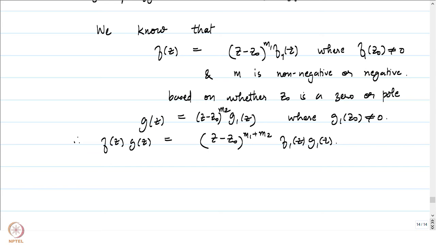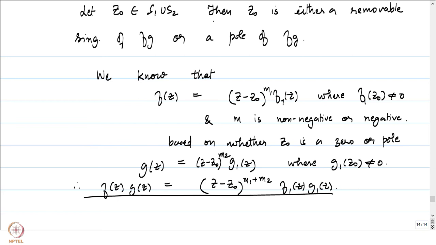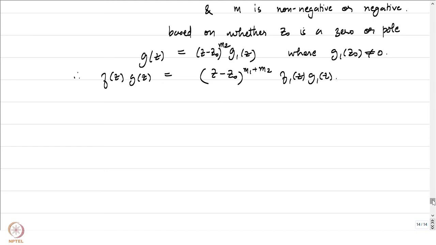So, I am trying to squeeze in all the cases here. You should actually sit down and think about what are the various cases that are being considered to conclude that the point z0 is either a removable singularity or a pole. It cannot be an essential singularity because of the behavior of the function f in a neighborhood of z0 and the function g in a neighborhood of z0.